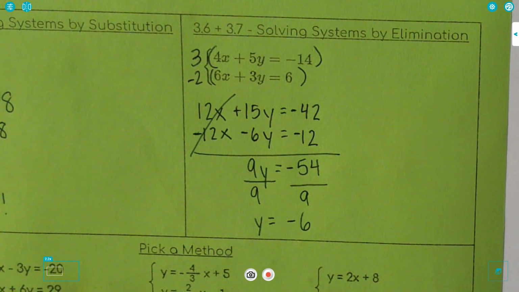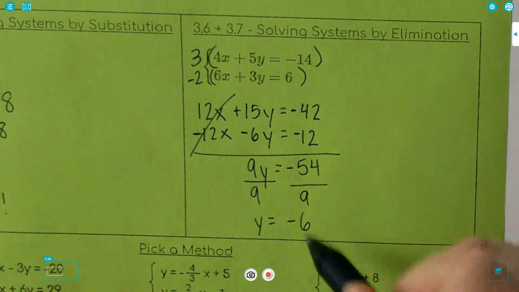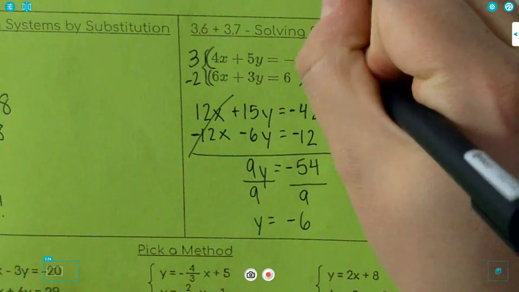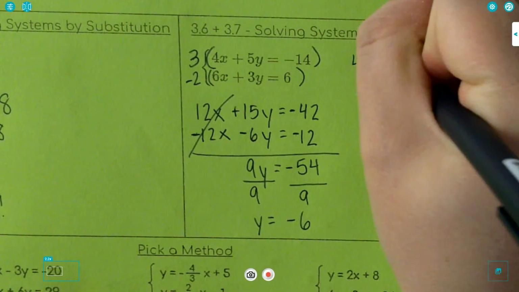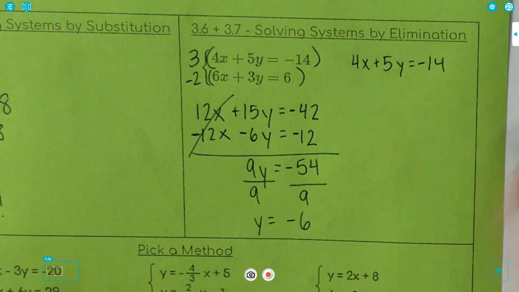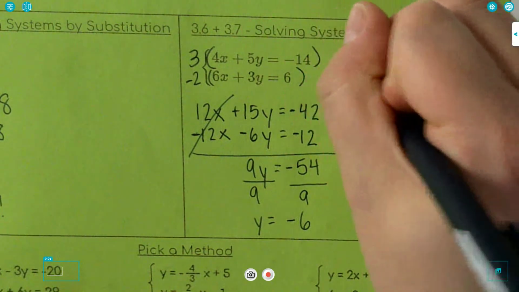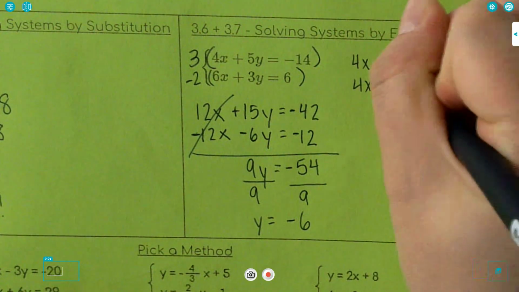Okay, so then we have to go solve for x. So pay attention to whether you have already solved for x or y. We have already solved for y. So you're going to plug that in for y. So we're going to take that -6, we're going to plug it in for y. So we've got 4x, you can use either original equation, plus 5y equals -14. We're plugging in -6 for y. So 4x plus 5 times -6 equals -14.